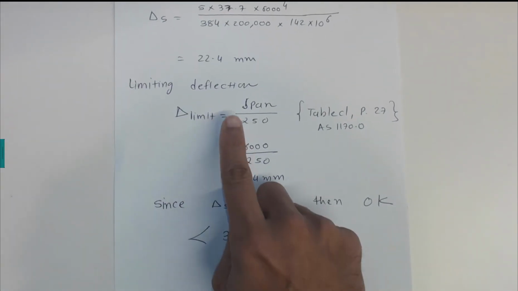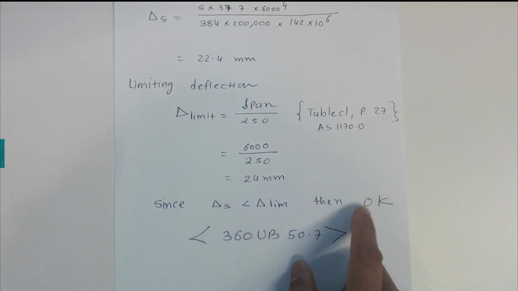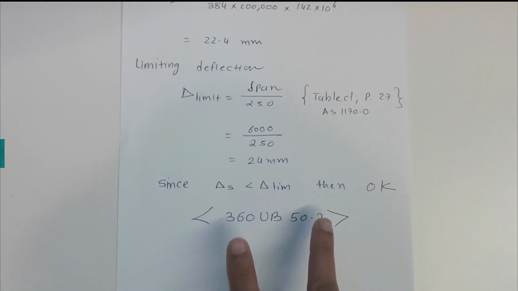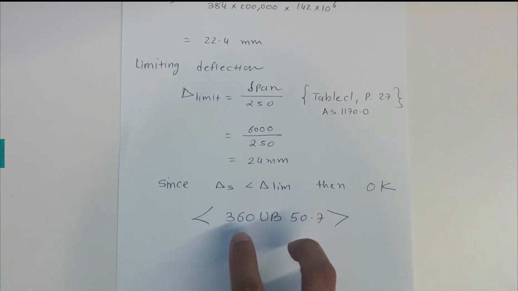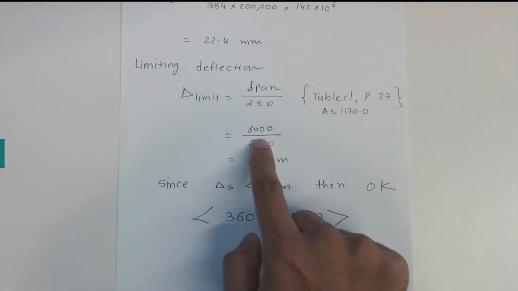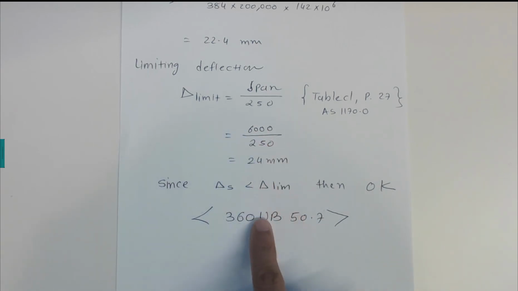So the calculated deflection of 22.4 should be less than the limit, and that is okay because 22.4 is less than 24. So 360 UB 50.7 is an adequate beam for bending. It does not fail in bending, it does not fail in shear, and we did the serviceability check for this beam as well, and it satisfies the serviceability criteria. So this is how we do the checking for bending, shear, and serviceability. Thank you.